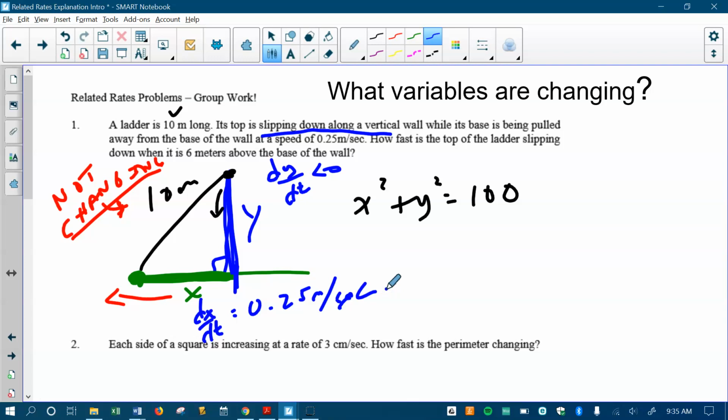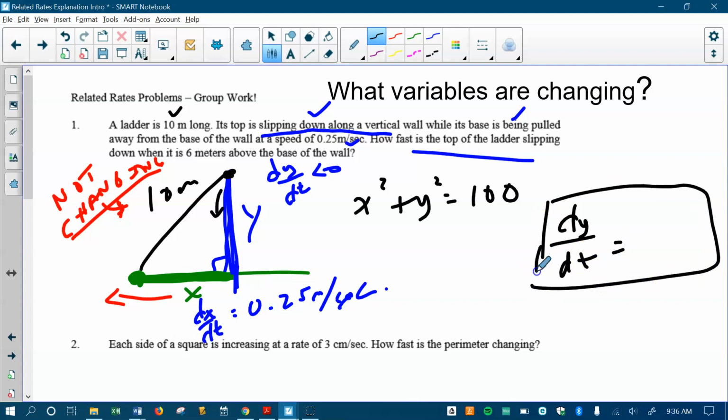So I used slipping down along the top of the wall. Its base is being pulled, 0.25. How fast is the top of the ladder slipping? Well, that's going to be dy/dt. That's what I want. I want dy/dt.